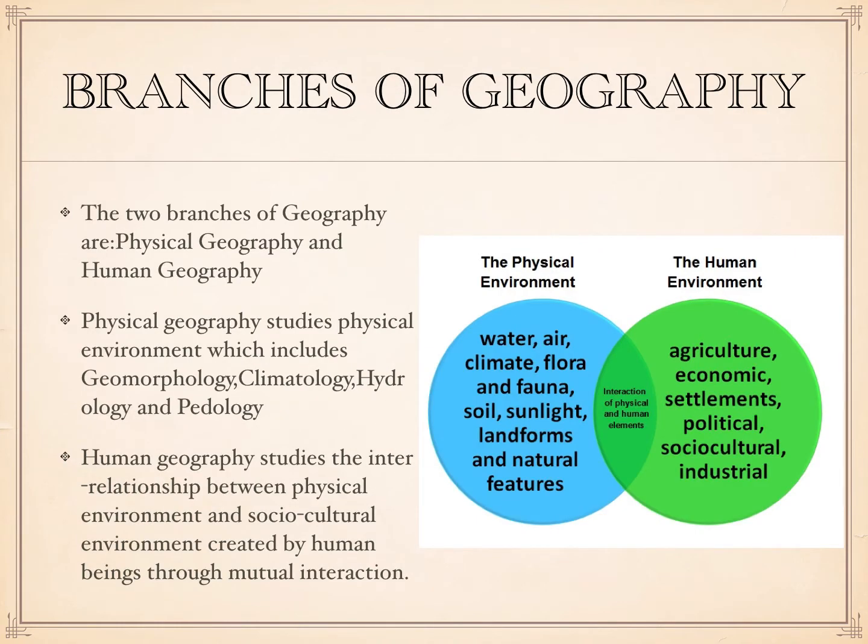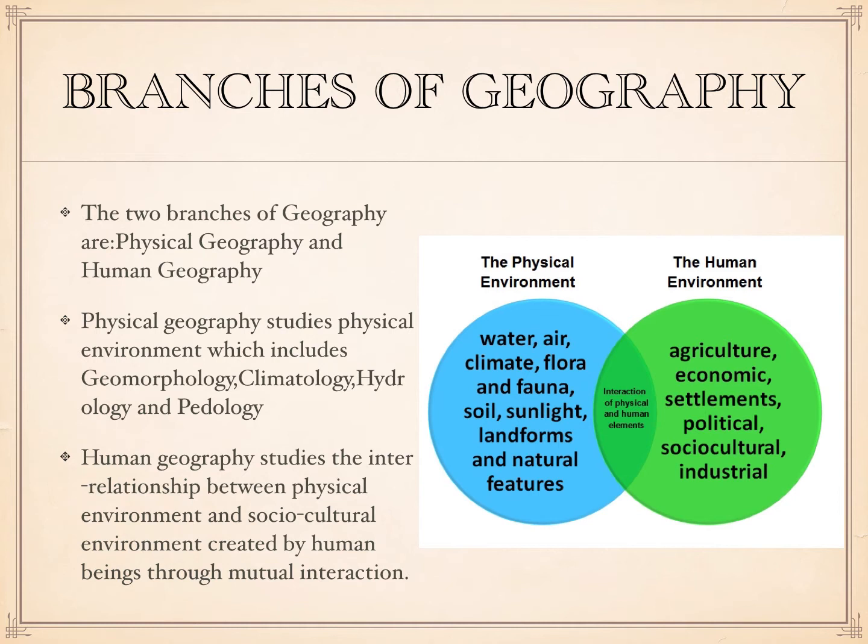As we all know, the two branches of geography are physical geography and human geography. What is physical geography? It studies the physical environment, which includes geomorphology, climatology, hydrology, and pedology. These terms refer to the physical features which we see around us, for example, water, air, climate, soil, sunlight, landforms, flora, and fauna.